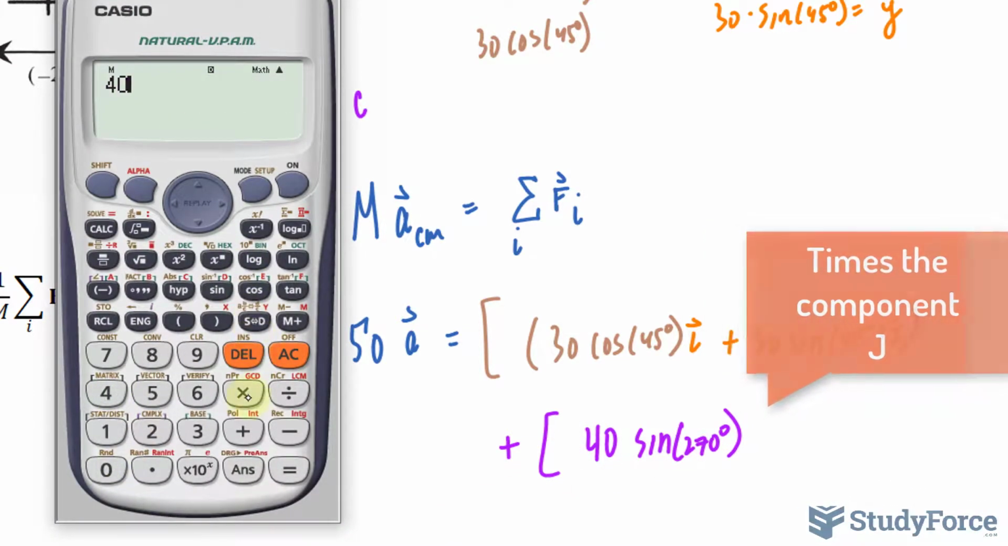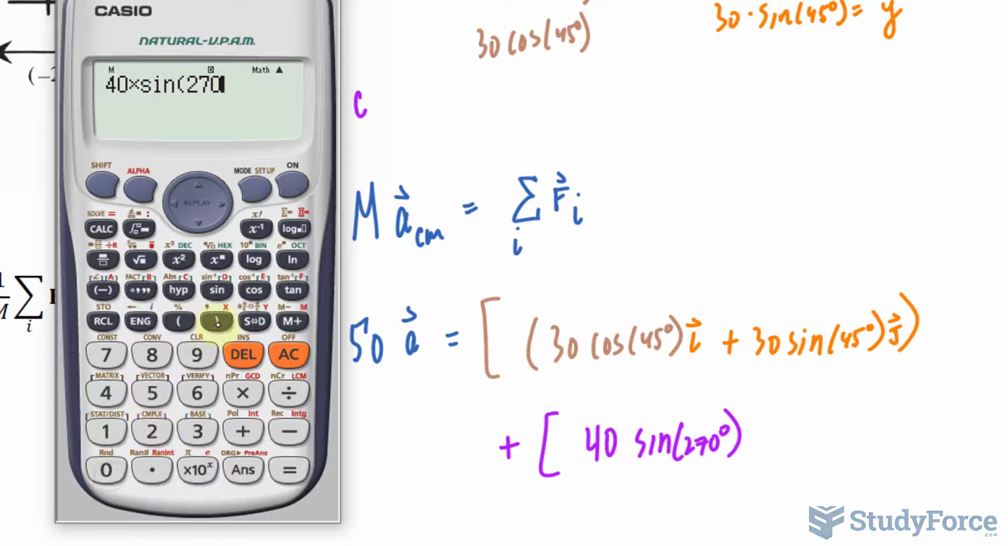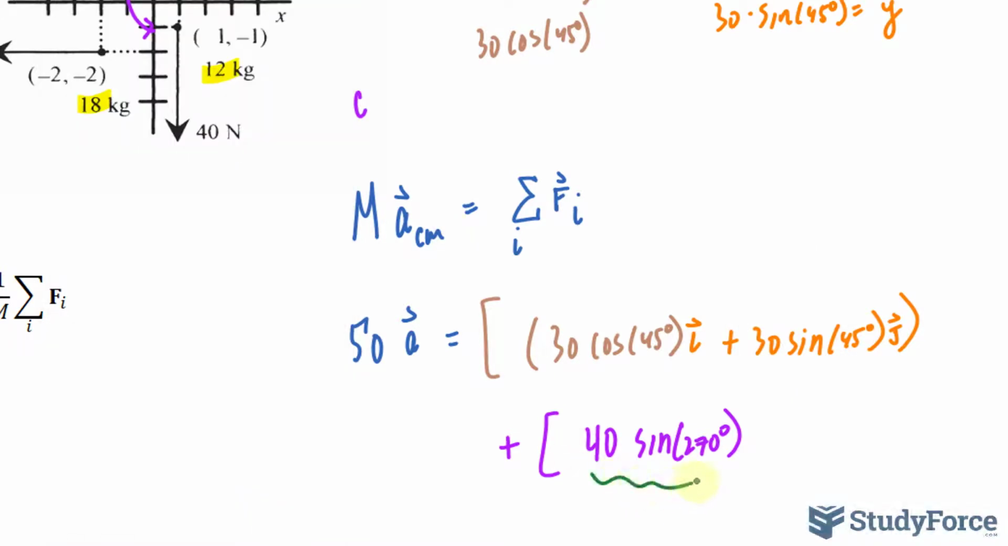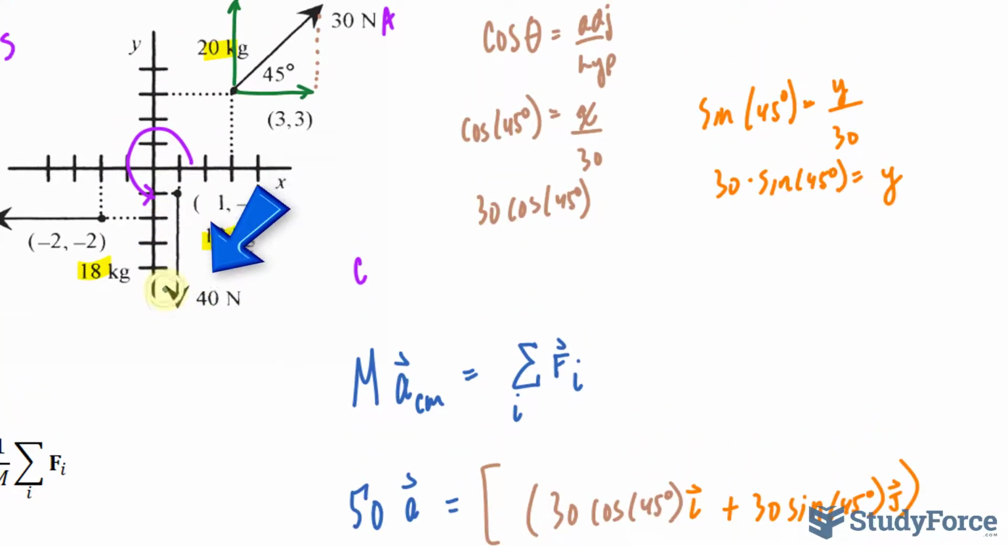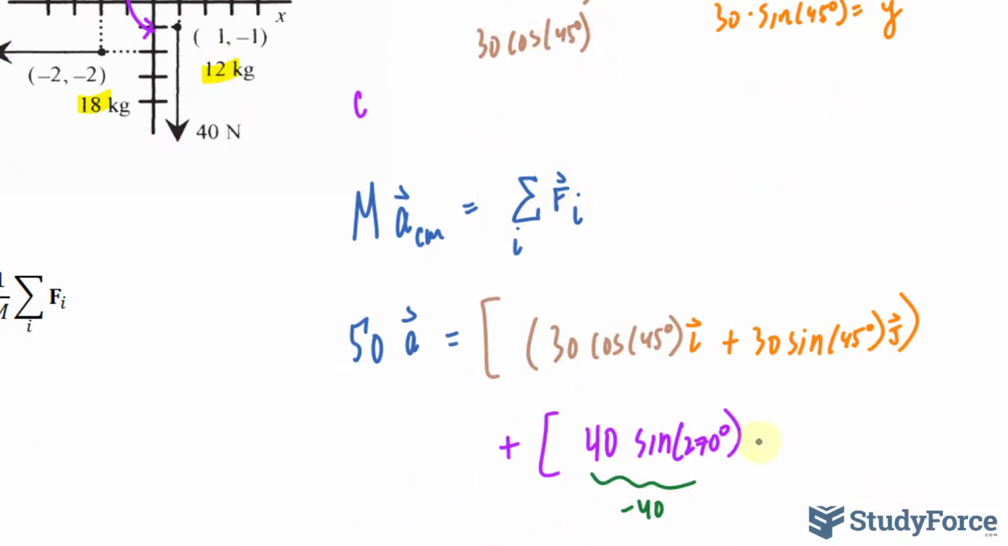Multiplying this out, let me show you. 40 times sine 270 makes negative 40. Now you could do it technically like this and write down sine 270 times 40, and you get negative 40. Or you can simply take 40 and put a minus in front, given that it's going directly down. That's okay as well. And don't forget that this is being multiplied to the unit vector j.